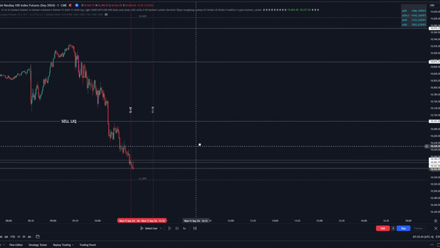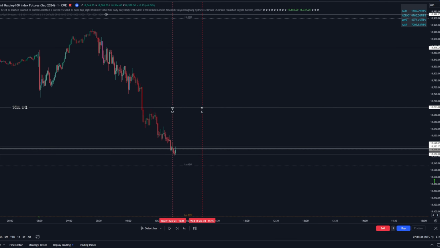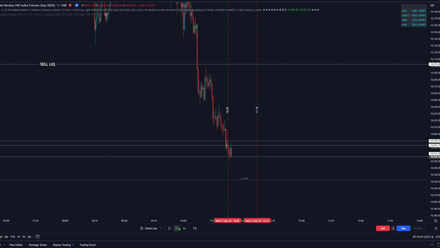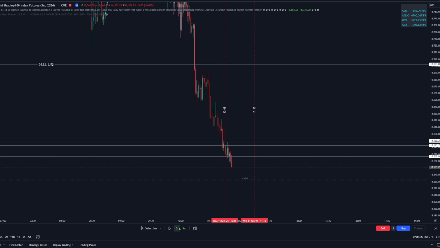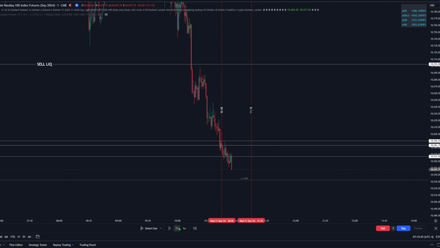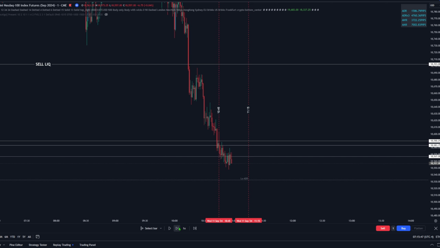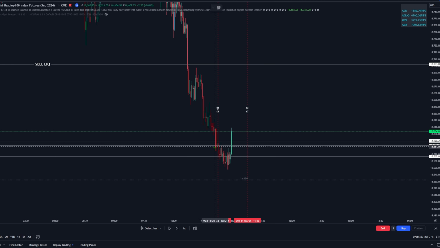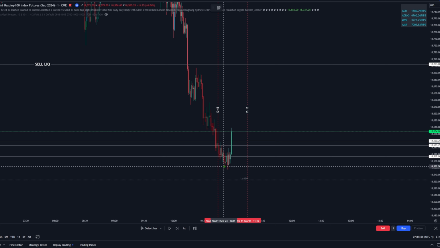Okay, so this is where my ears perk up. We start paying attention here. It sweeps all these liquidities that we marked out earlier. Okay, bang. So this is what's happened here. As you can see, it's come down, and this is a short-term low.